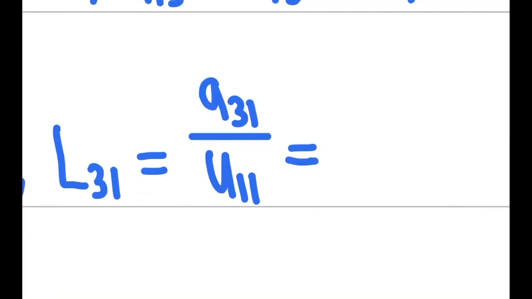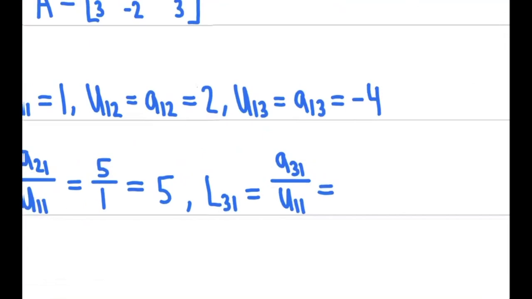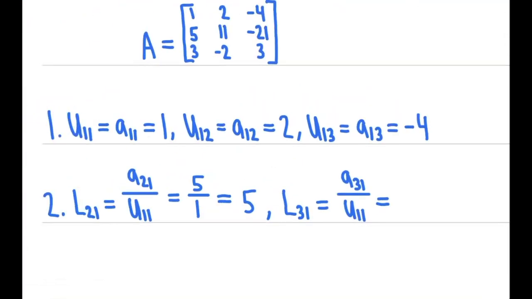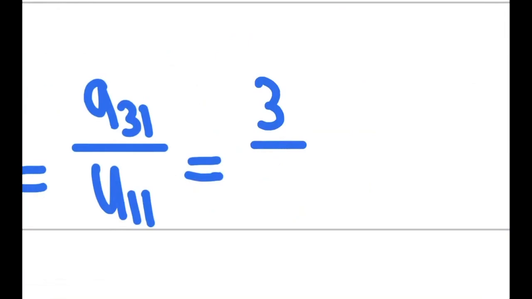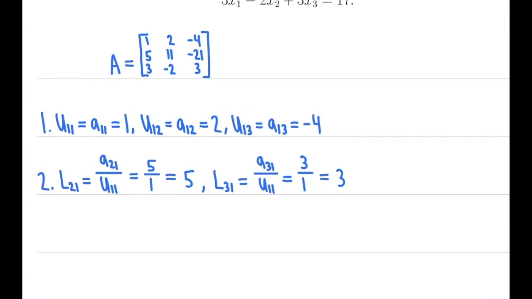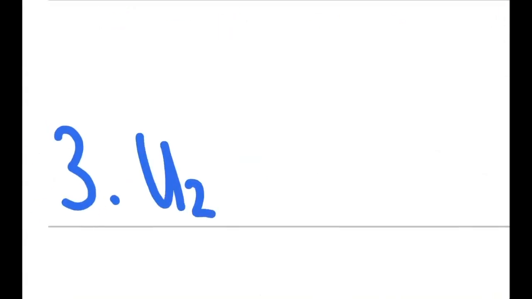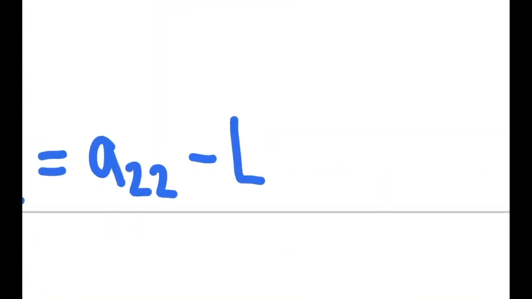So what is A31? 3. And then U11, we did that earlier, that's just 1. So we have 3 divided by 1, which equals 3. Okay. Now for the third part, we need to find U22 and U23. Again, we're just going to apply these formulas. So U22 is just A22 minus L21 times U12.